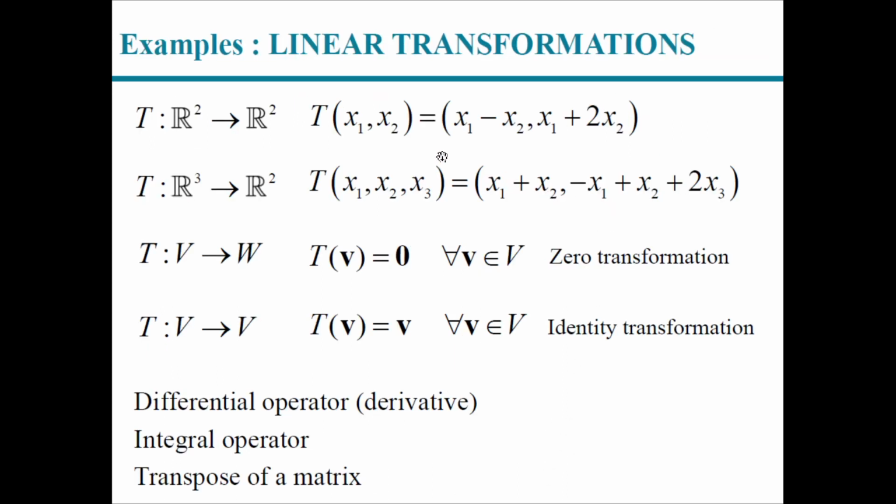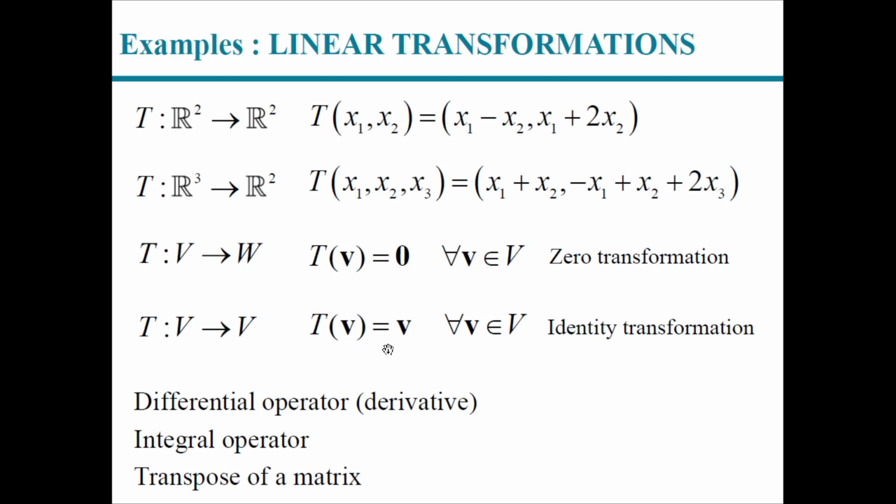Some examples of linear transformations. This one here transforms vectors from R2 into vectors from R2, so it can be called also a linear operator. And this one transforms vectors from R3 into vectors from R2 using this formula here.